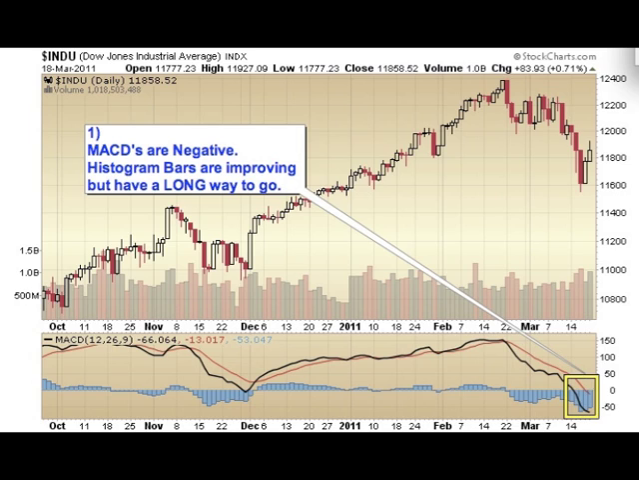And we see the MACDs and histogram bars. The MACDs are negative, and they're continuing to fall. Histogram bars, they're improving, but you can see they've got a long way to go before they can cross that zero line and turn green and give us a bullish signal. So we do give this chart a yellow mark because it is improving somewhat, but it has still ways to go.